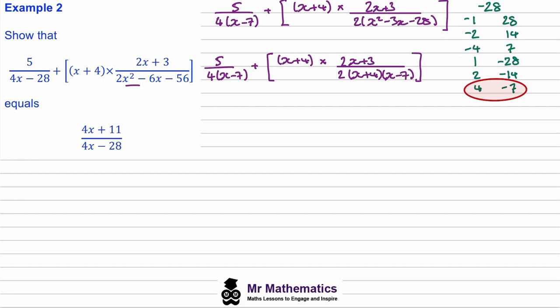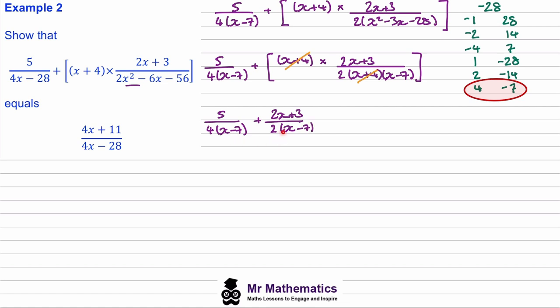But now you can see this multiplication of x plus 4 will cancel with this division. So we can cross these out and I'll rewrite this bracket. So we get 2x plus 3 over 2 lots of x minus 7.